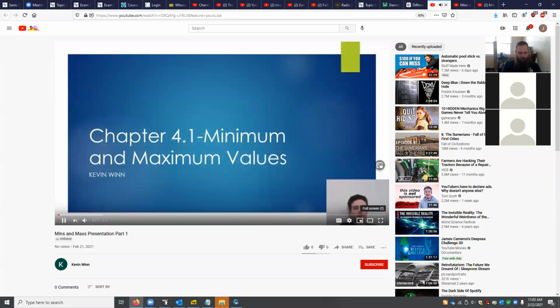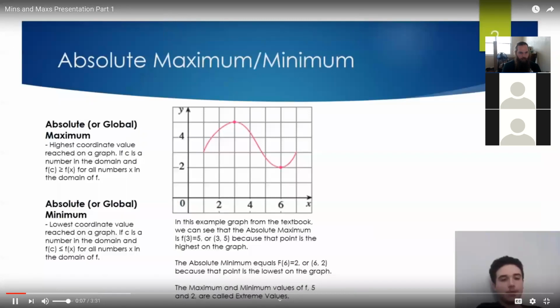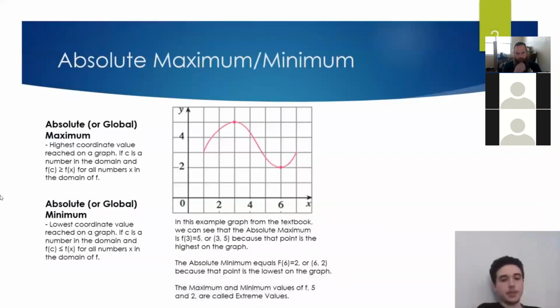All right, so today I'm going to be teaching us about chapter 4.1, minimum and maximum values. So the absolute or global maximum is the highest coordinate value reached on a graph. And the absolute or global minimum is the lowest coordinate value reached on a graph. So what we can gather from this graph right here from the textbook is at this point (3, 5), right at the top, right here is the absolute maximum. And this point right here at the bottom is the absolute minimum.